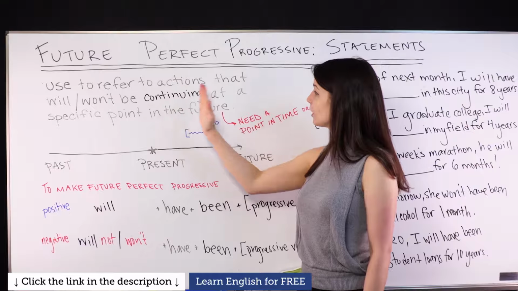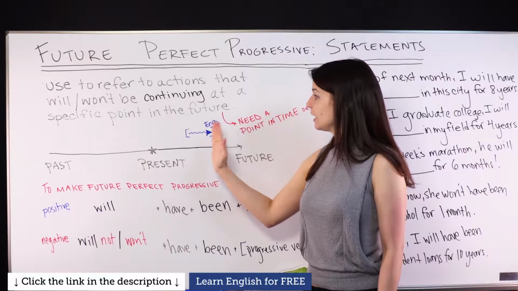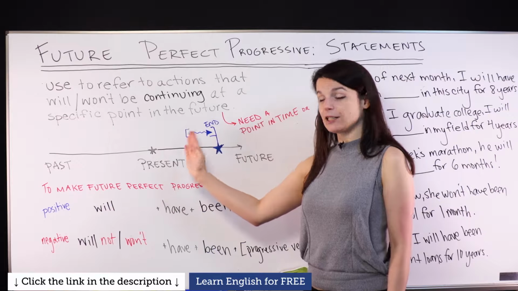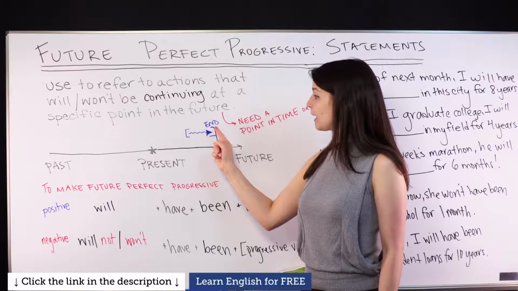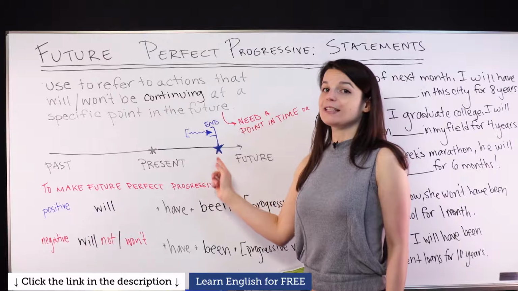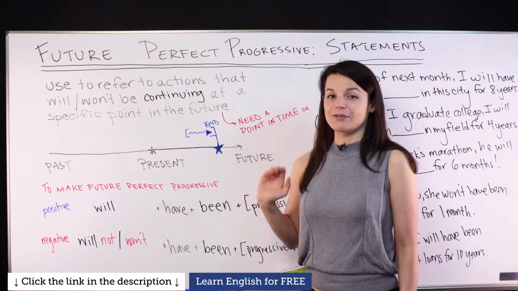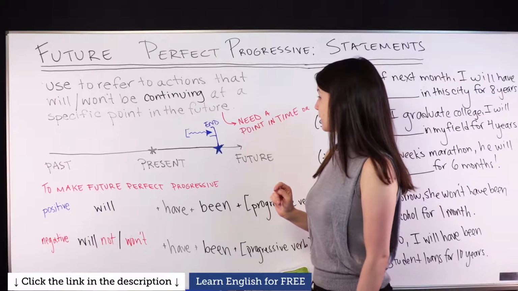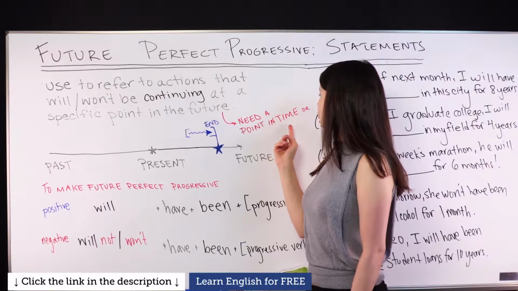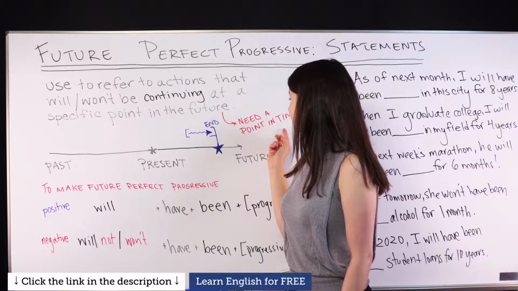So there's a specific point in the future, and it refers to some action that will be continuing, something that's continuing at that point in the future, though the action itself is going to end as well. So we'll see a few examples of how to use this in just a moment. Keep in mind then, you do need a point in time. You do need a specific point in time here.